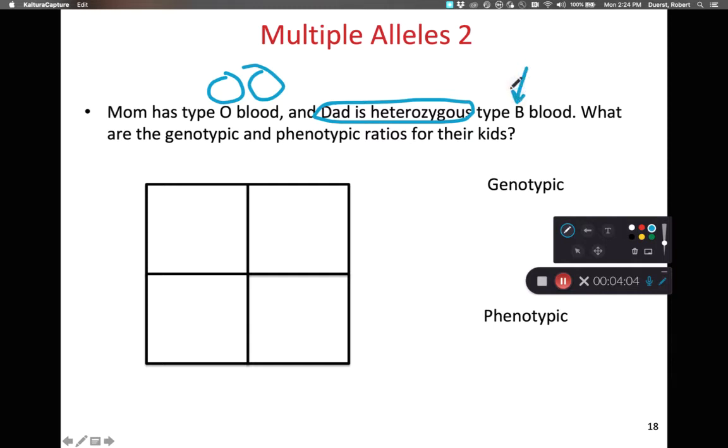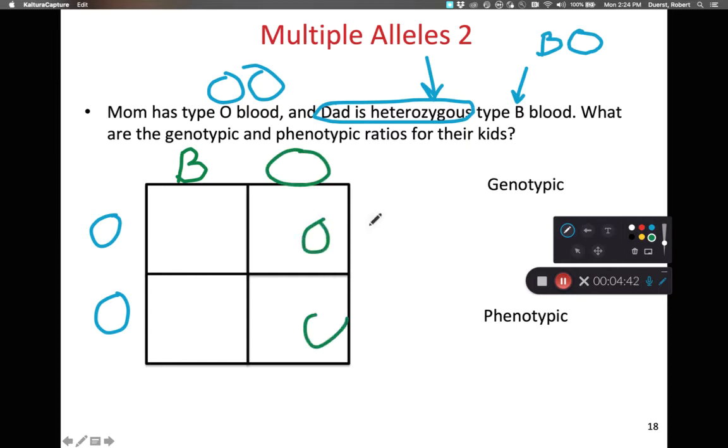Now he's type B, not type AB, not type A. So because he's type B, we know he has a dominant B allele. And because he's a heterozygote, we know he has something other than B. Now, if that something other than B was an A, his blood type would have to be AB. However, he's only type B, which means he has a dominant allele that's masking a recessive O allele. So mom is going to have 2 recessive O alleles. Dad is going to have a dominant B and a recessive O.